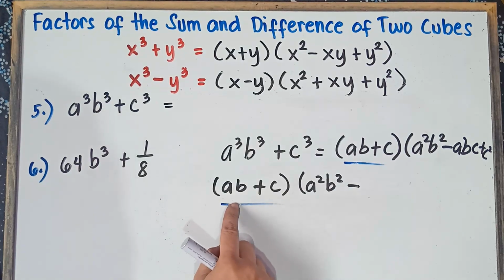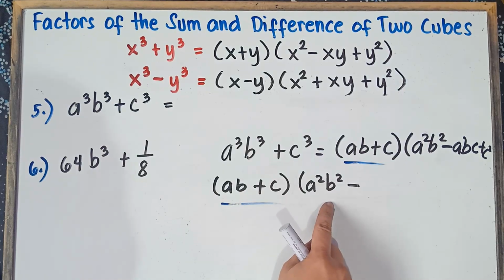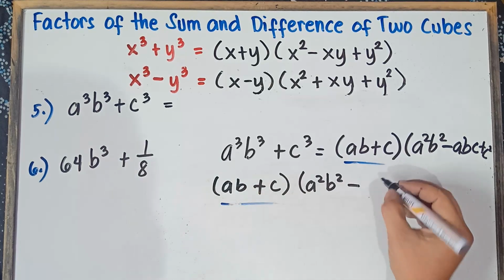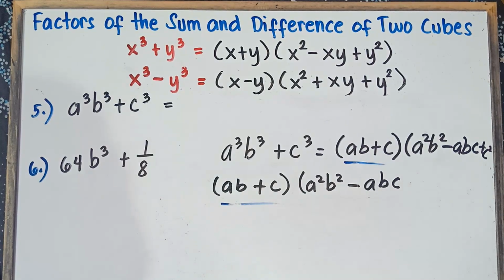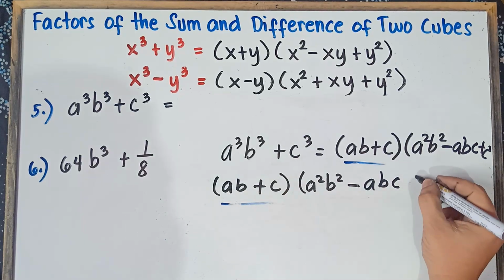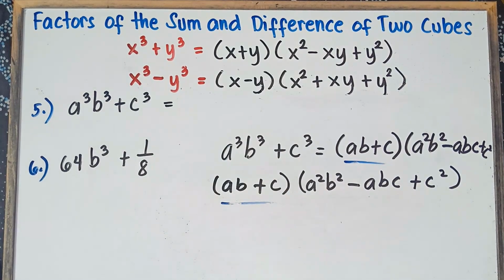Square of the first term, ab times ab, that would be a squared and then b squared. And then second step, multiply the first term by the second term, ab times c, that would be abc. A, b, and then c. Last step, square the second term, c times c, that would be c squared. So this will be positive c squared. Positive, negative, and then positive. That's it, class. That's the answer, class, with regards to example number 5.